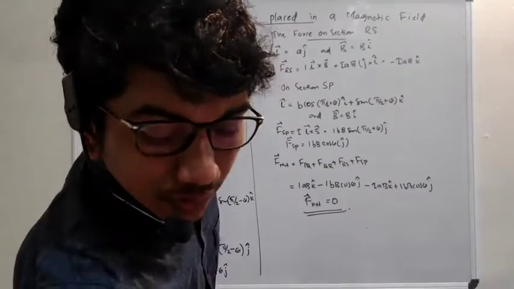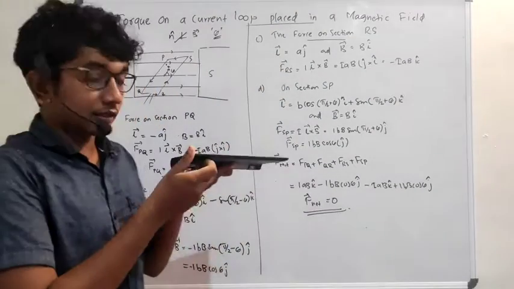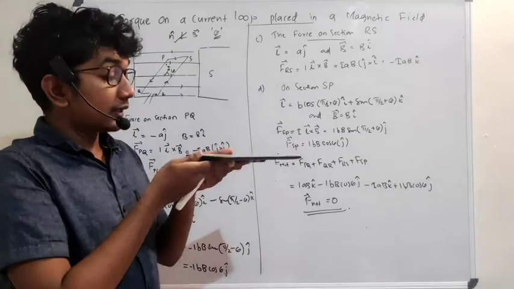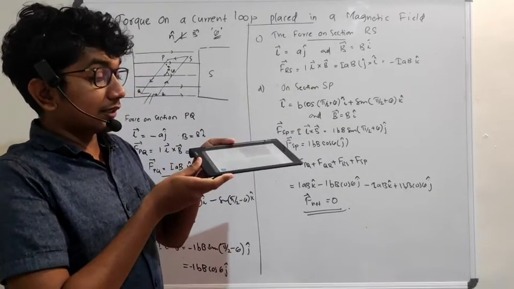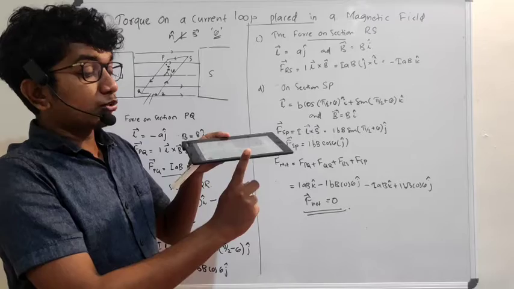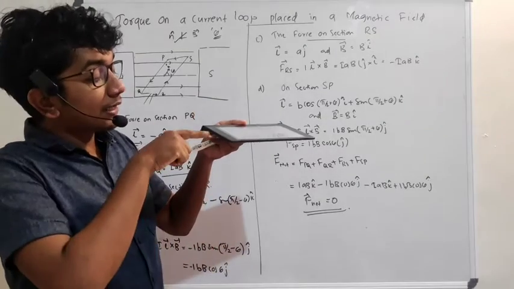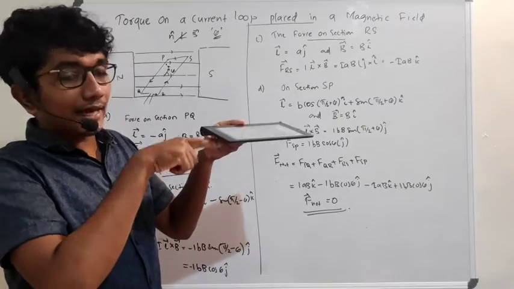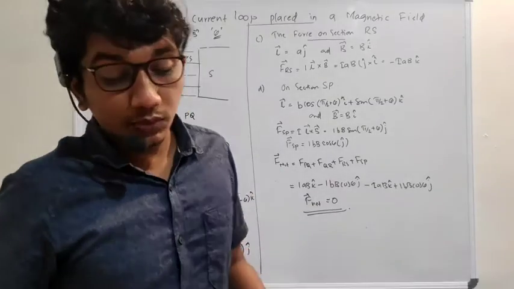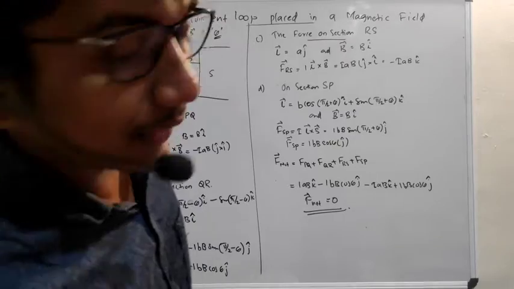I'll show you this. This is the current carrying loop, and if it is like this, look at this: this one makes an angle of 90 degrees, this one also makes an angle of 90 degrees, and this one only makes a theta angle. I think you can imagine that.